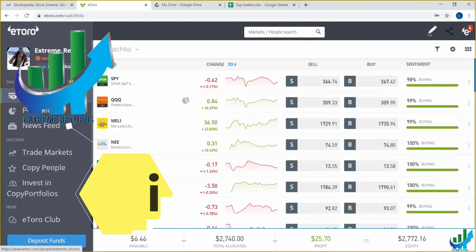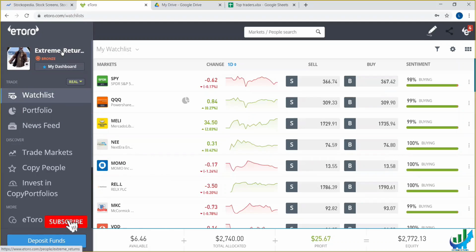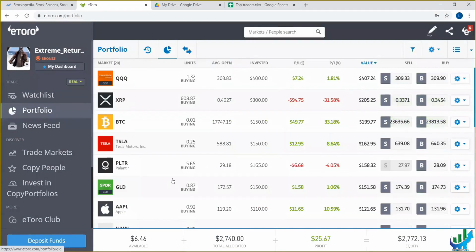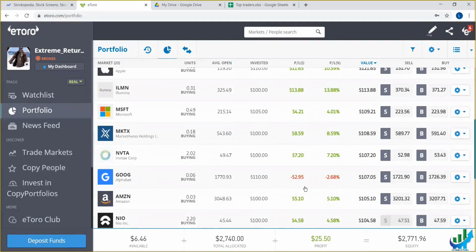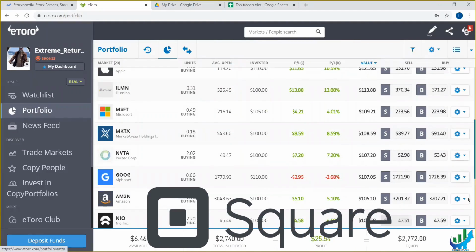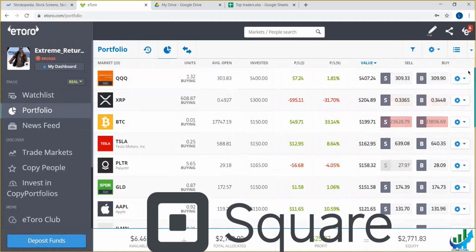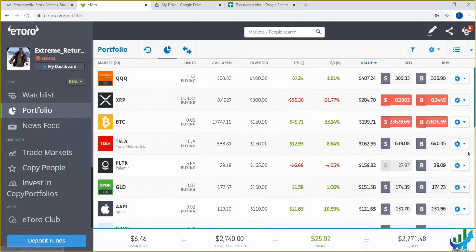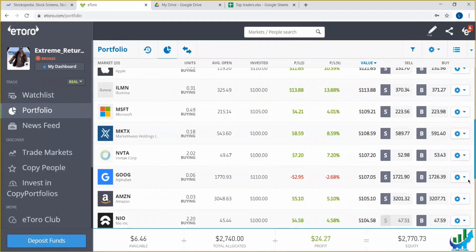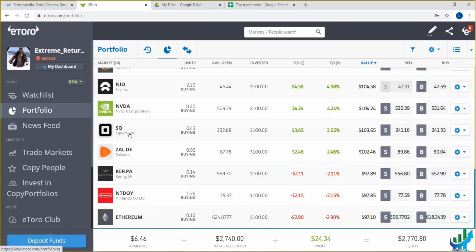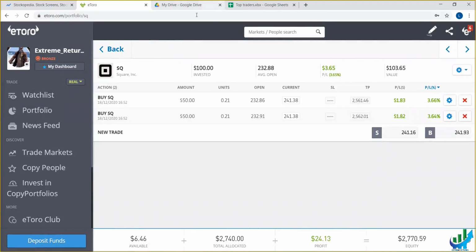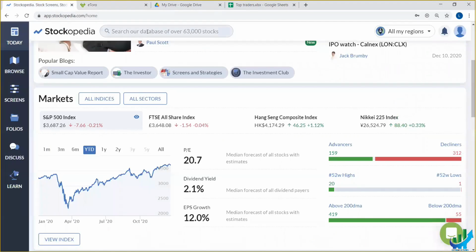So I'm on the Etoro platform. I joined a few months ago, although my Extreme Returns account only opened up very recently. As you can see, this is my portfolio. One of the shares that we'll be talking about today is Square, if I can find it. There we go, Square. Square is a very interesting company for a number of reasons.